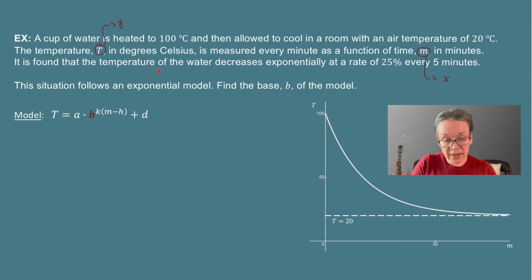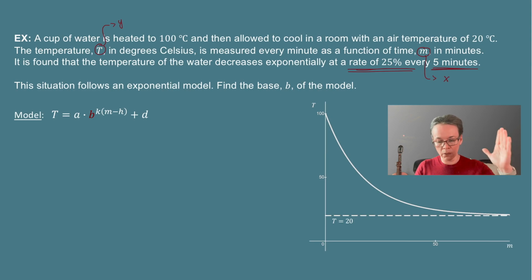It is found that the temperature of the water decreases exponentially at a rate of 25% every 5 minutes. So every 5 minutes, the temperature of the water decreases by 25%. This is actually very important here. Very important, the rate right here, and that happens every 5 minutes. The temperature of the water will decrease by 25% every 5 minutes. This situation follows an exponential model.